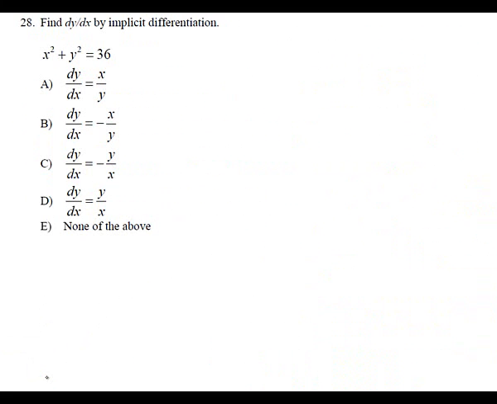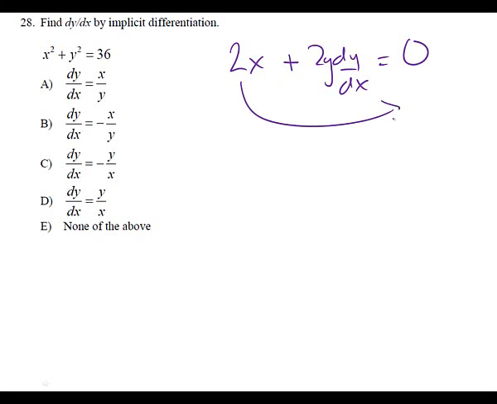All right. This one we got to go implicit. So, implicit means, remember, we do dy/dx. So, what do we get when we take the derivative of x squared? 2x dx/dx, which I don't write down, right? Plus, what do I get for the derivative of y squared? 2y dy/dx equals what? 0. Good.